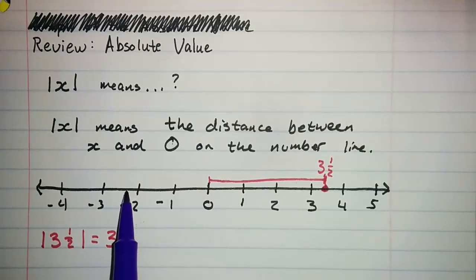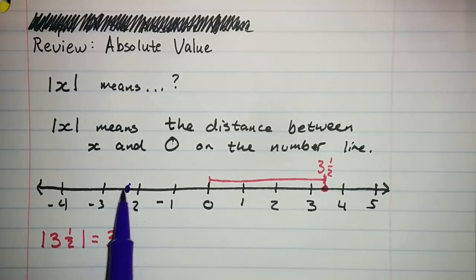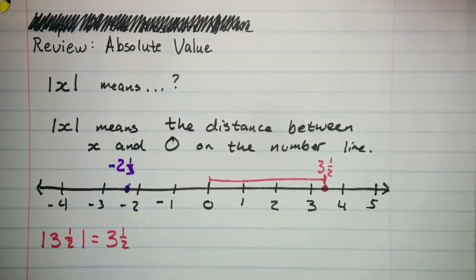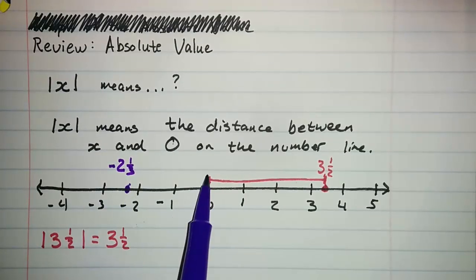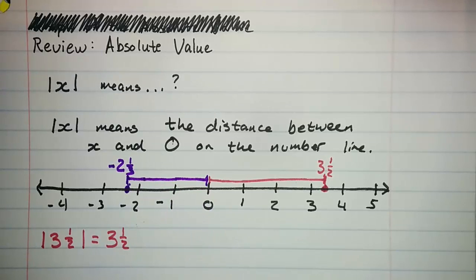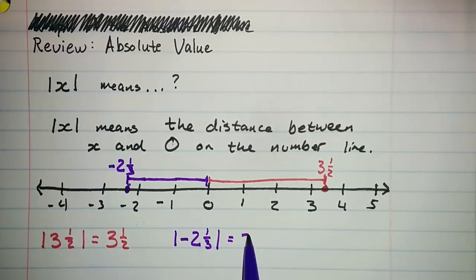How about maybe -2 1/3? Well, the distance here is 1, 2, and 1/3 units. Right, distance, of course, can never be negative. So the absolute value of -2 1/3 is just 2 1/3.